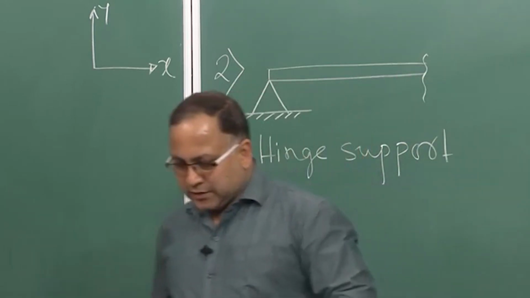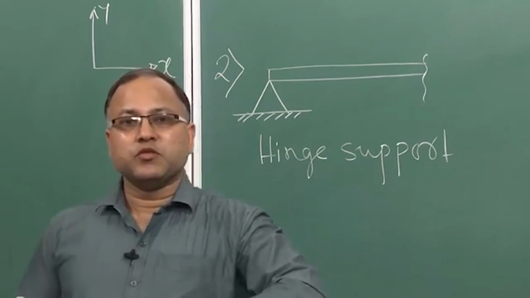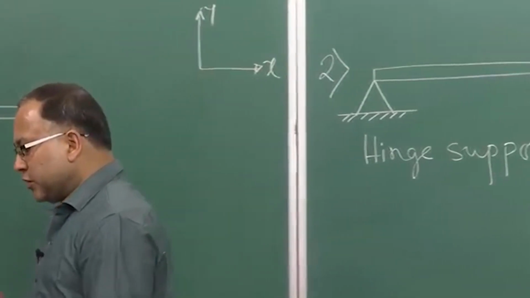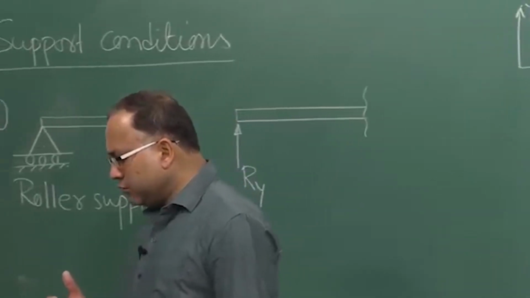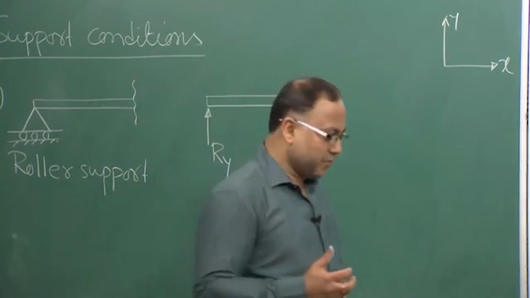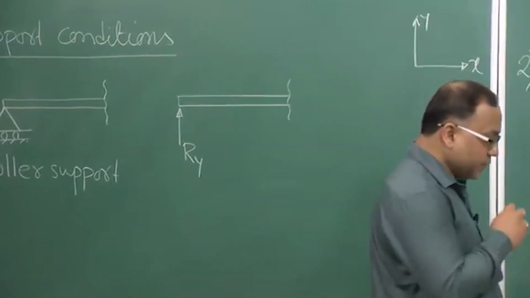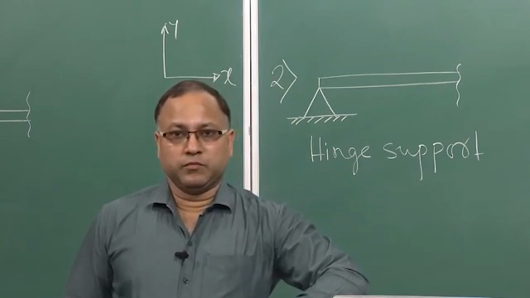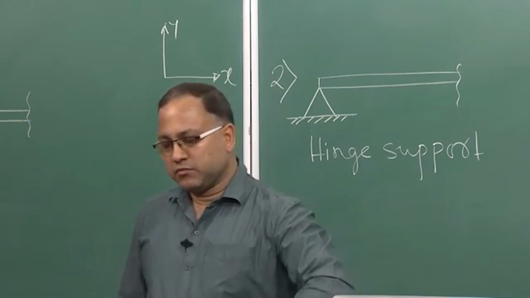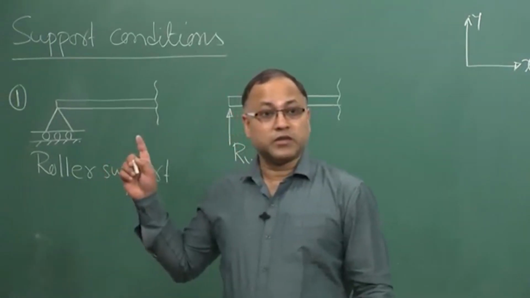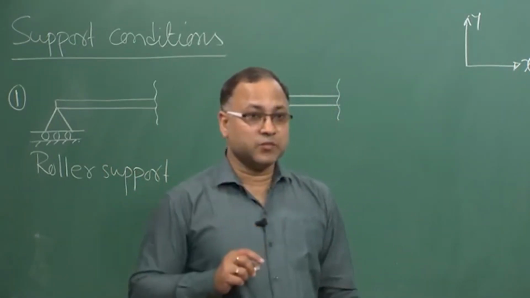So, what is the speciality of this support? If you look at this support, it looks like a roller support, but it is not a roller support. Why is it not a roller support? If you look at this support, it will not allow any movement in the horizontal direction, which is not the case for the roller support we discussed previously.